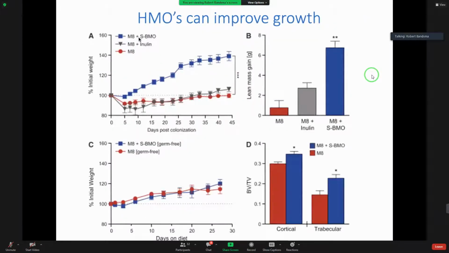The blue is the mice that received these human milk oligosaccharides, where they found a clear positive impact on growth in these mice that received this particular prebiotic through HMOs, and this is lean body mass. So a clear improvement in growth, and this is bone length. So different types of bones and the length of these bones. So real proper growth, including bone length.